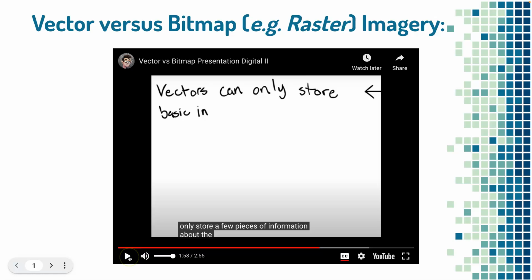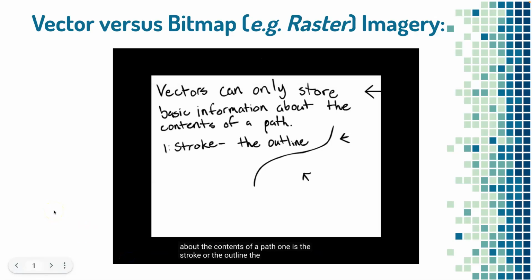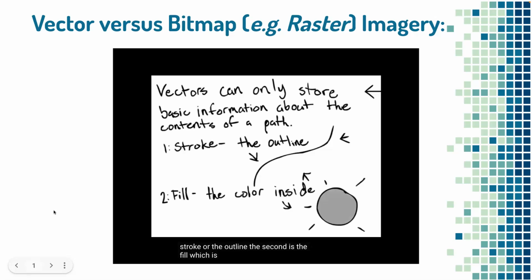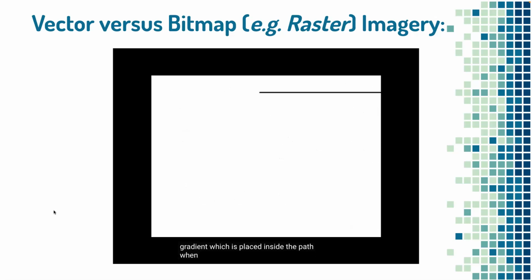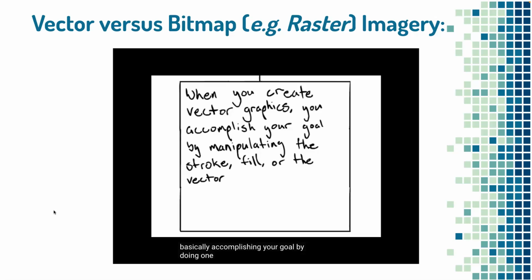Vectors are actually very simple digitally. The contents of a path: one is the stroke or the outline. The second is the fill, which is the color or the color gradient, which is placed inside the path. When you create vector graphics, you're basically accomplishing your goal by doing one of three things: manipulating the stroke, fill, or the shape of the path itself.